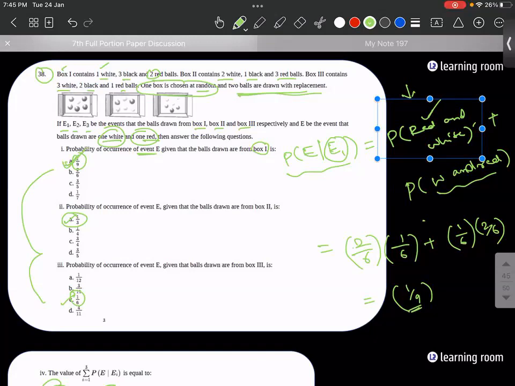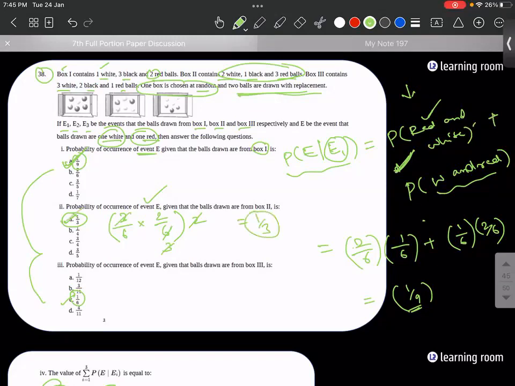Using the same logic, if you calculate for this, I'm doing nothing else. What is the probability of getting a red from here? It is going to be 3 divided by 6 into 2 by 6, this whole thing multiplied twice. So this will cancel this 3 times, and the answer will be 1 by 3. That is why you got 1 by 3. Similarly, for the third one, it is going to be 1 by 6 into 3 by 6, this whole thing multiplied twice. So this will cancel this, and the answer will be 1 by 6. That is why 1 by 6.